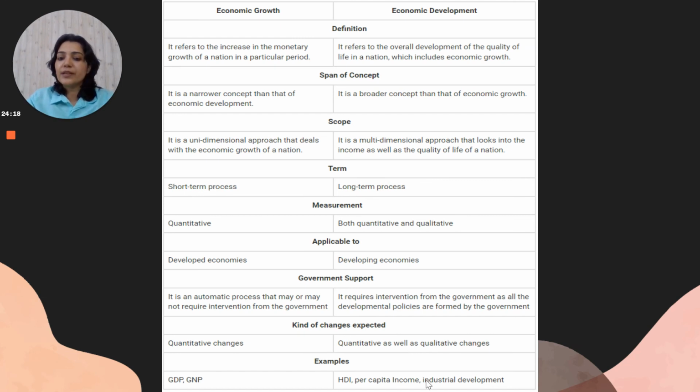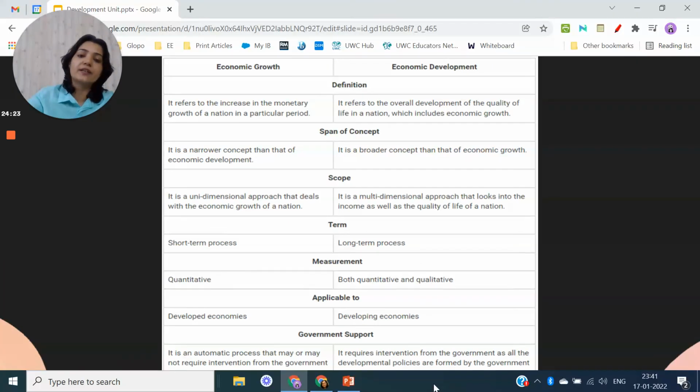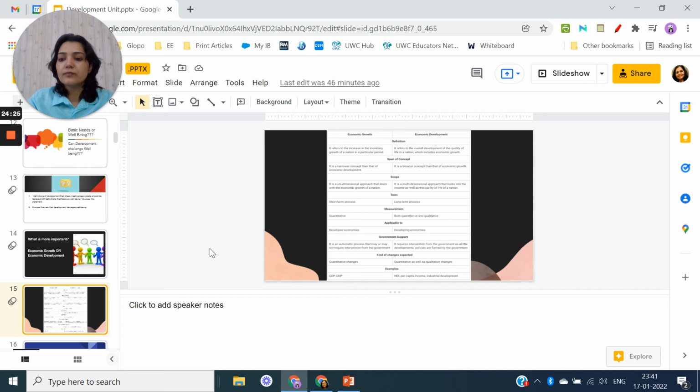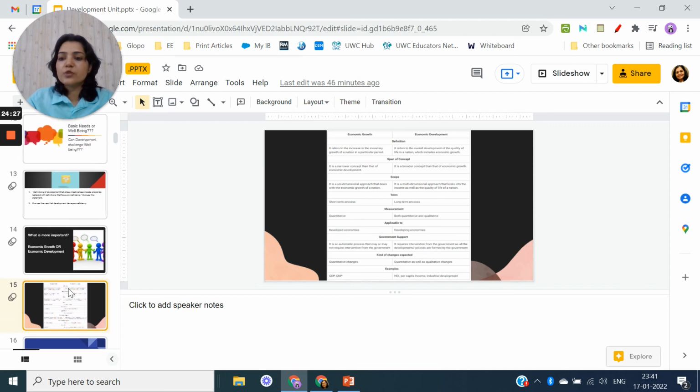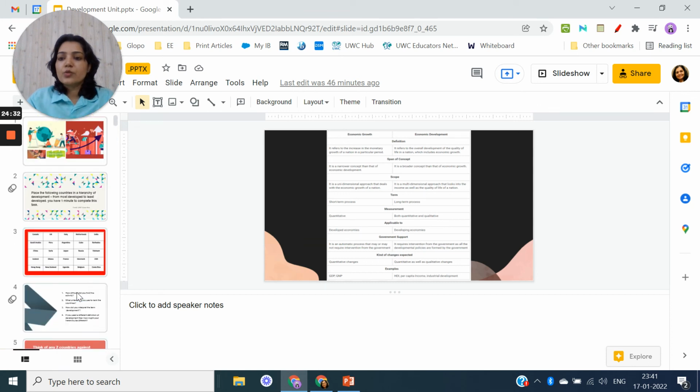Examples: GDP, GNP, and here HDI. It could be even your OECD. It could be the Happy Planet Index as well. So these are a few examples of global indices of economic growth and economic development. All right, so this is about the contested meaning of development. Number 1 point, the difference between basic needs and well-being. And number 3 point, the difference between economic growth and economic development.